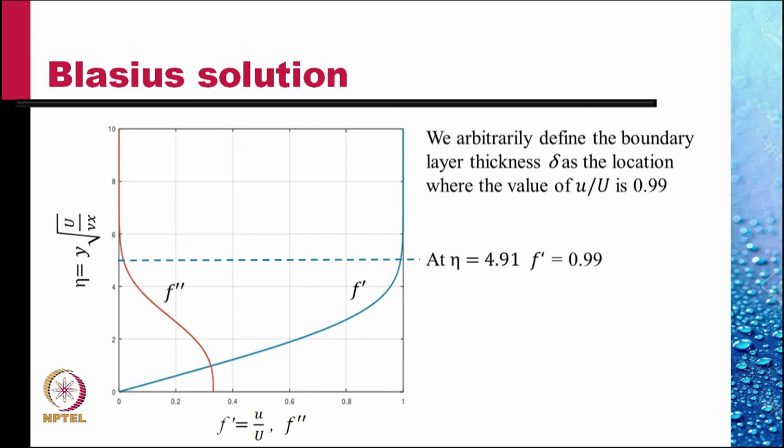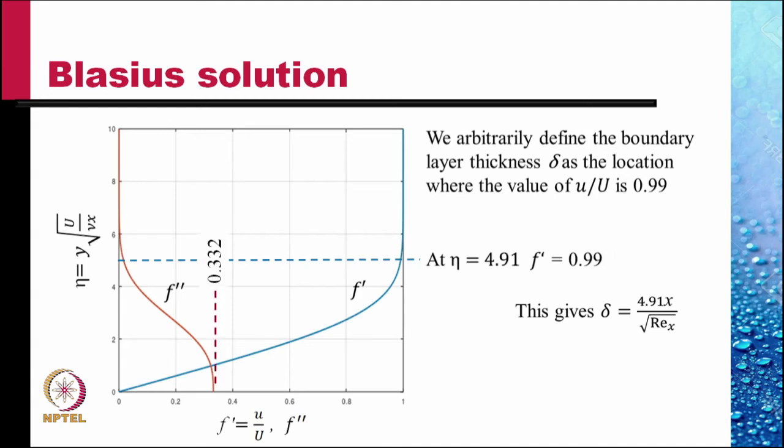In classical literature, this value is normally taken as 5 instead of 4.91. This gives delta equal to 4.91 x divided by under root Reynolds number based on x. Notice that the characteristic length across the boundary layer was taken as x divided by under root Reynolds number based on x.